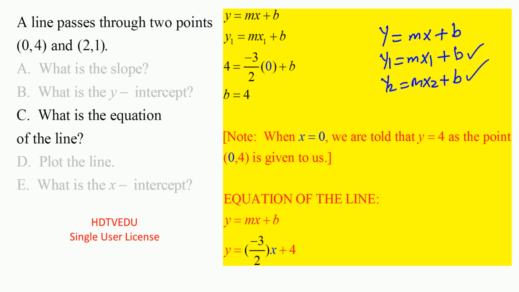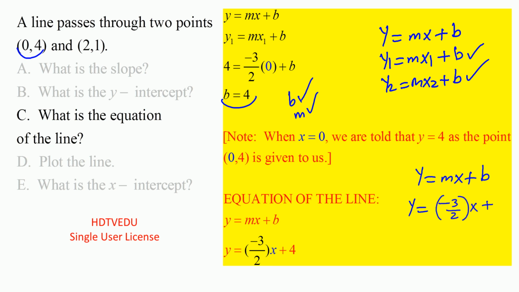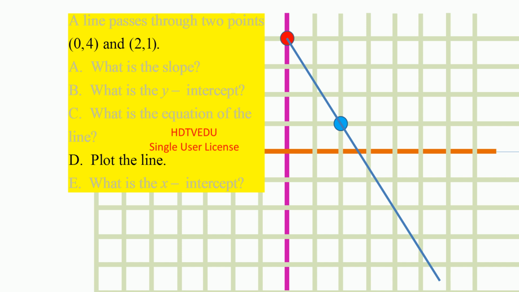But we have something even better. When x is equal to 0, we are told that y is equal to 4. So immediately we see that b is equal to 4. So we know b and we know the slope. Substitute m is negative 3 over 2. Leave x as it is. And then b, what is b? 4. So that is our equation of the line. So that's also complete.